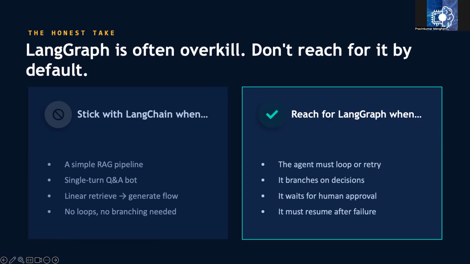Okay, let's take a look at the left hand side. You want to build a simple QA bot. Maybe a linear pipeline. Absolutely, LangChain works best. No loops, no branching, no human approval needed. Go for LangChain. It's simpler, faster to build, easier to debug for straightforward flows. But the moment your agent needs to retry, do branching, wait for a human, or survive a crash, that's when you graduate to LangGraph. And in my personal experience, most production agents eventually need at least one of these.